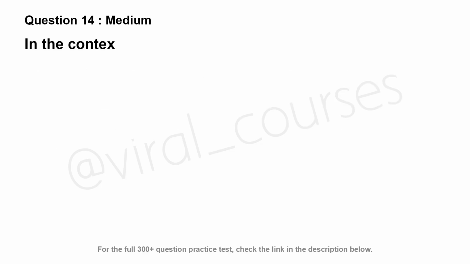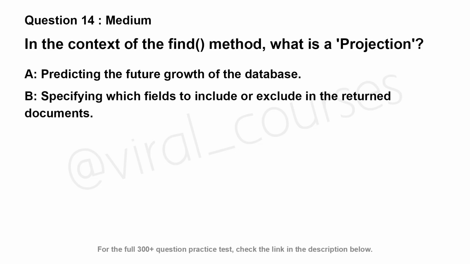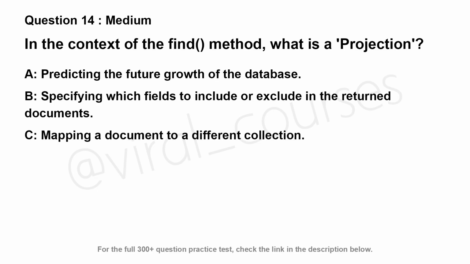In the context of the find method, what is a projection? Option A. Predicting the future growth of the database. Option B. Specifying which fields to include or exclude in the returned documents. Option C. Mapping a document to a different collection. Option D. Creating a temporary view of the data.